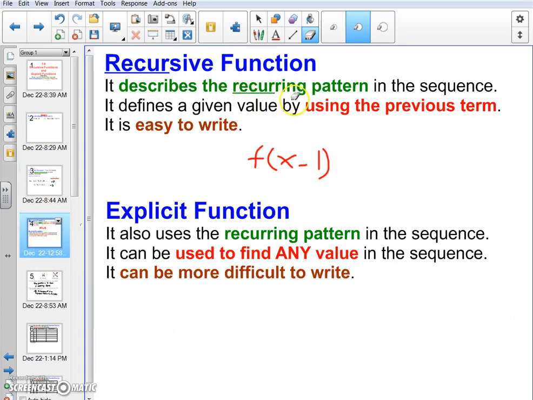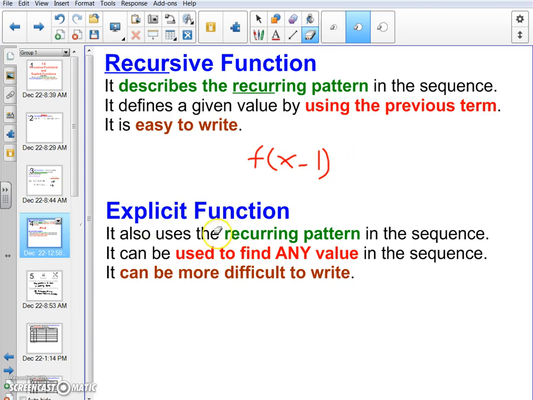Now, recursive functions, if you remember from last week, have a recurring pattern, and basically you find the next number by using the previous term. These are pretty easy to write, but as we mentioned last week, this right here is not very useful. Every recursive function that you write is going to have this, and then you're going to be adding or subtracting something from it. Today is just arithmetic, so it's going to be this. You're going to be adding or subtracting to it.